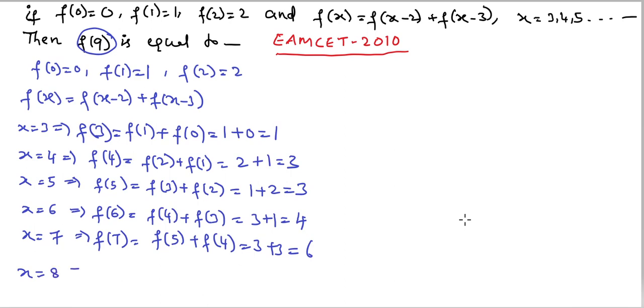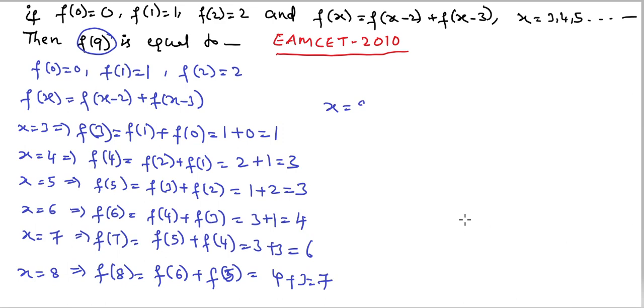x is equal to 8. f of 8 is equal to f of 8 minus 2, that is f of 6, plus f of 8 minus 3, that is f of 5. The value of f of 6 is 4, and the value of f of 3 is... f of 5: the value of f of 5 is 4 plus 3, which is equal to 7.